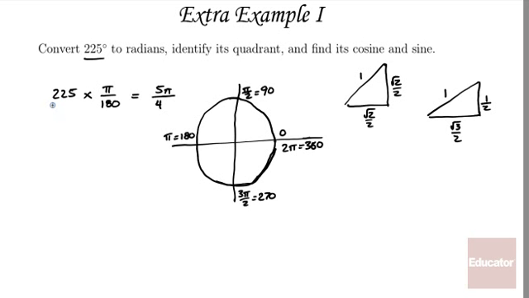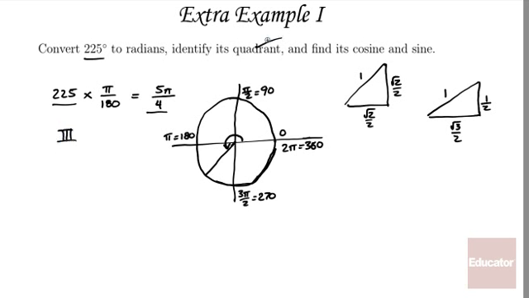Now, we've got 225 degrees, or 5 pi over 4. 225 is between 180 and 270. In fact, it's exactly halfway between there because it's 45 degrees from either side, so it's right there. If you like that in terms of radians, 5 pi over 4 is just pi plus another pi over 4. So that's the angle that we're looking at. Now, that's in the third quadrant.